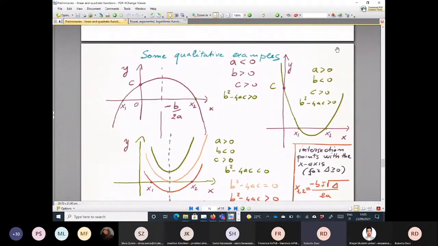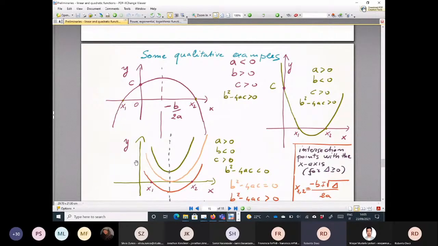So if A is positive, for instance, and B is negative, like in this case, then the symmetry axis is on the half plane of positive x. Okay. Vice versa if B is positive. So B jointly with A controls whether the symmetry axis is a vertical line lying on the half plane of positive x or of negative x.